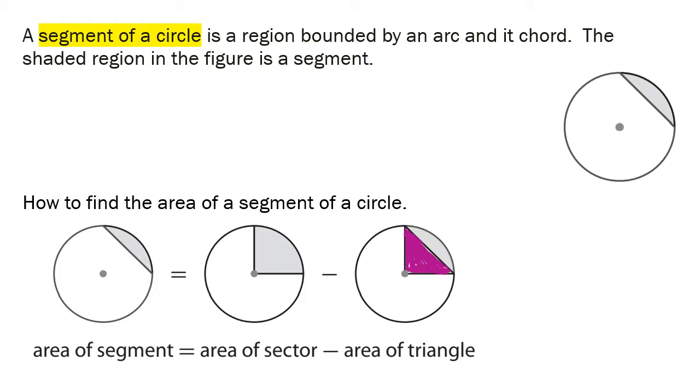Okay, a segment of a circle is a region bound by an arc and its chord. The shaded region in the figure is the segment. So they're referring to this piece right here. How to find the area of a segment of a circle: the area of a segment would be equal to the area of the sector minus the area of the triangle that you can create inside.